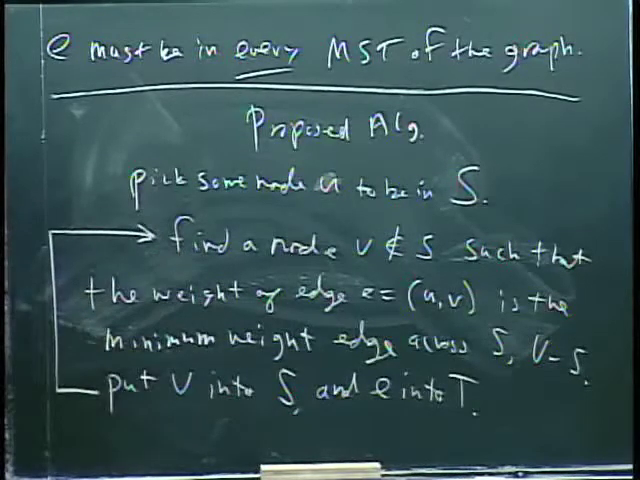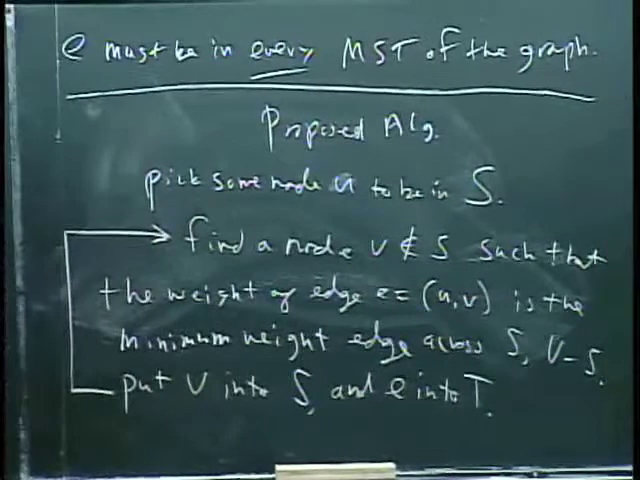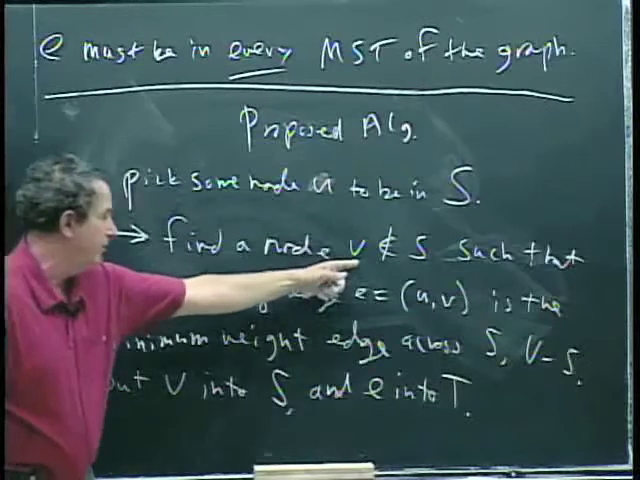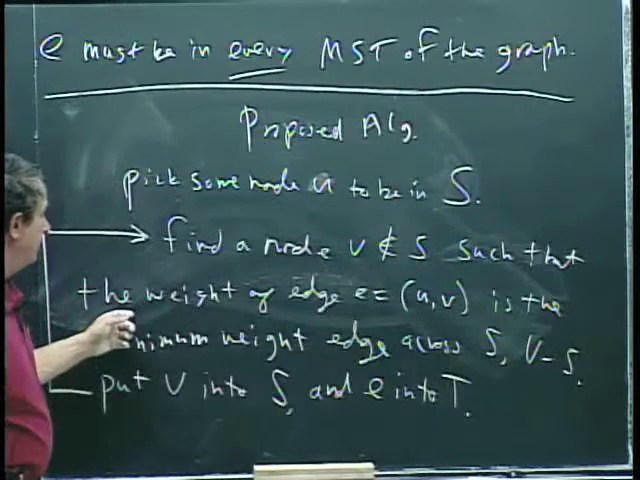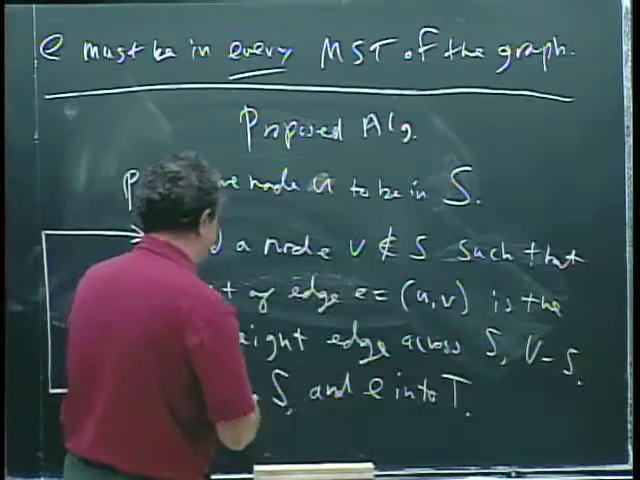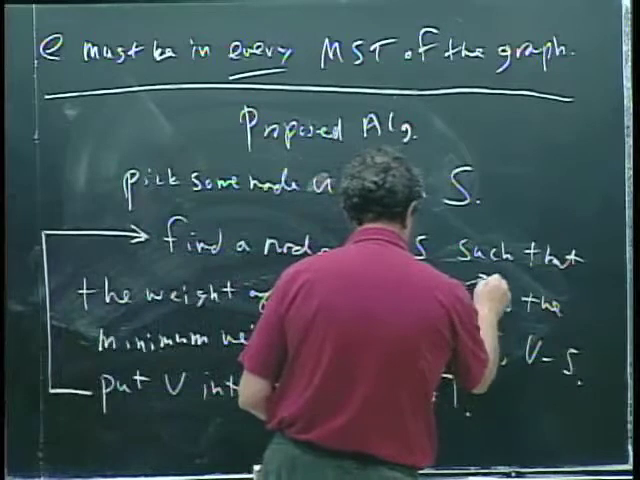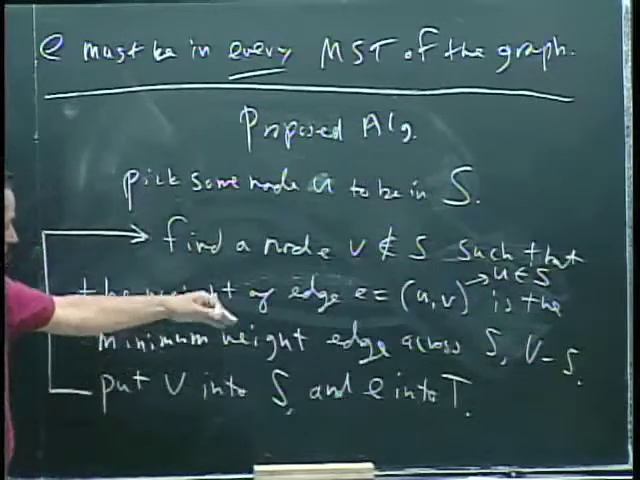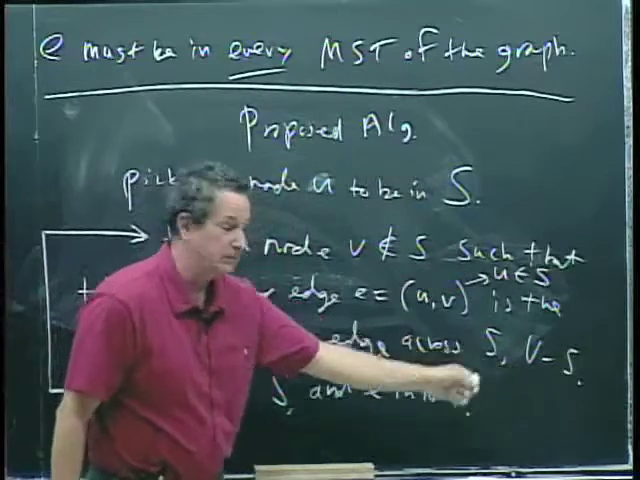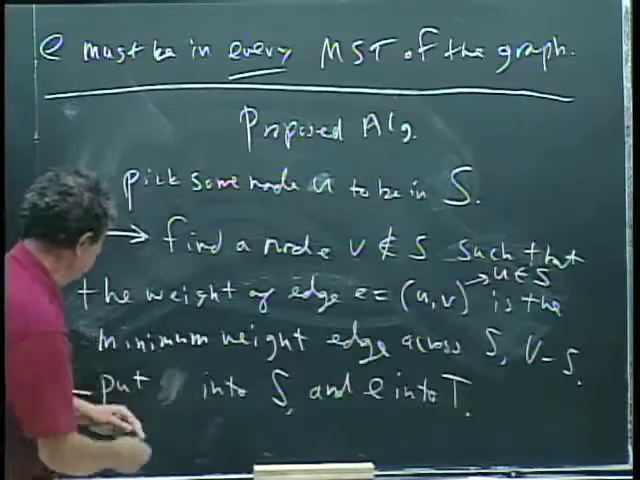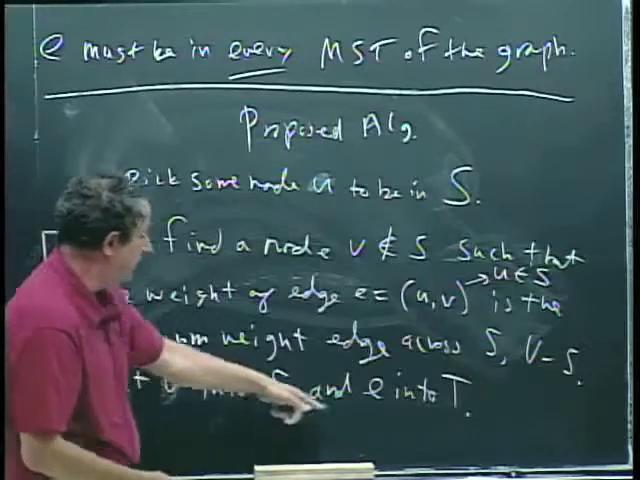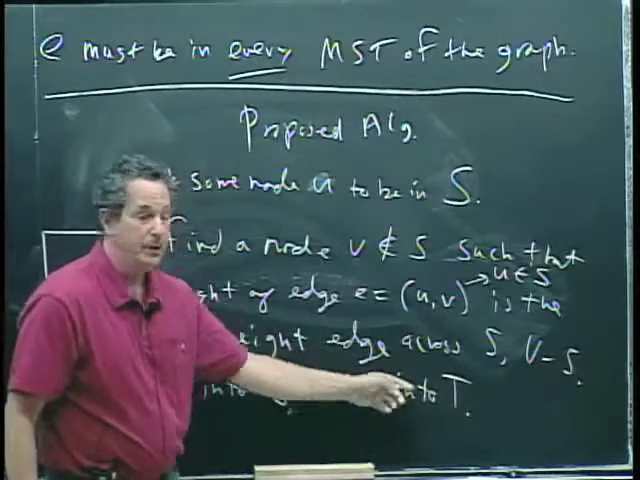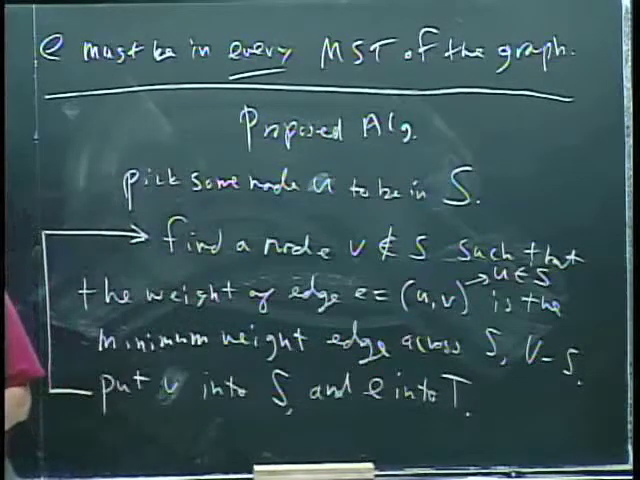So we're going to be growing this set S. It starts out with just a single node, and then we're going to find a node V that's not in S, such that the weight of the edge UV, well, I better emphasize that U is contained in S, is the minimum weight edge across that partition S to V minus S. And then we're going to put V, little v, not capital V, into S, and E into the tree T. And we'll keep doing that until when? Well, until all the nodes are in S.